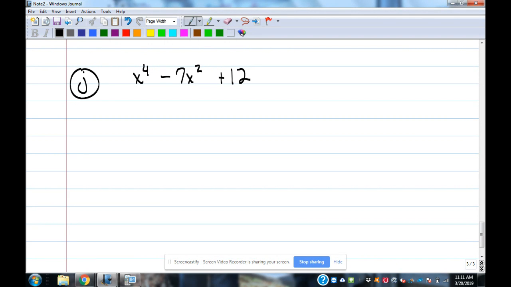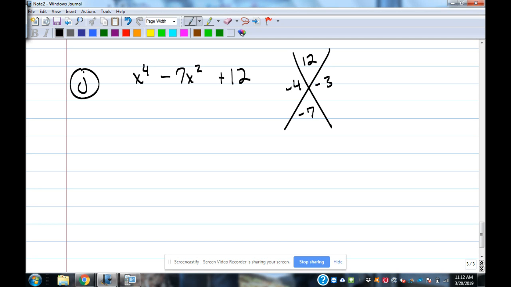Is there a GCF? No. How many terms does it have? 3. What method do we use when there's 3 terms? X method. And this one works with the X method the same way. It's just got x to the 4th and x squared in it instead of x squared and plain x. So we're still looking at it the same way as we would a normal quadratic that we did in Algebra 1, but we've got x squareds and x to the 4ths instead. Okay, so what goes on the top of the x? 12 needs to add to be -7.